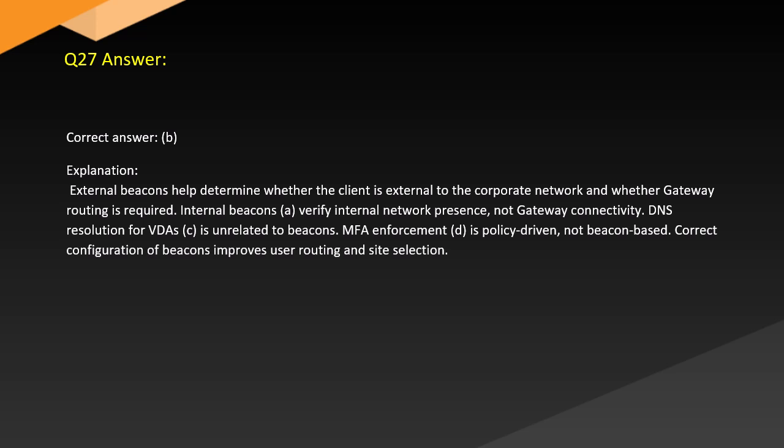Answer. Correct answer: B. Explanation: External beacons help determine whether the client is external to the corporate network and whether gateway routing is required. Internal beacons, A, verify internal network presence, not gateway connectivity. DNS resolution for VDAs, C, is unrelated to beacons. MFA enforcement, D, is policy-driven, not beacon-based. Correct configuration of beacons improves user routing and site selection.